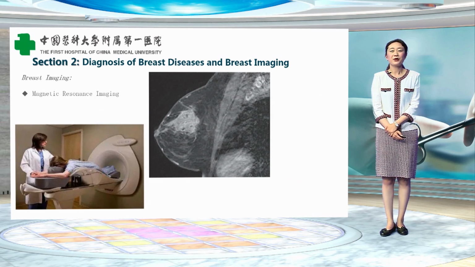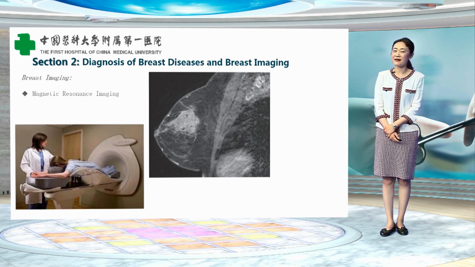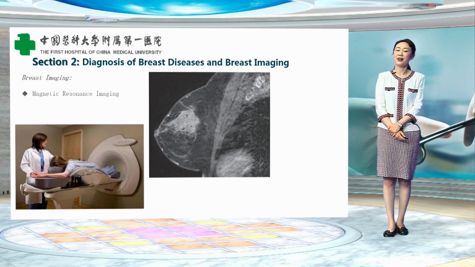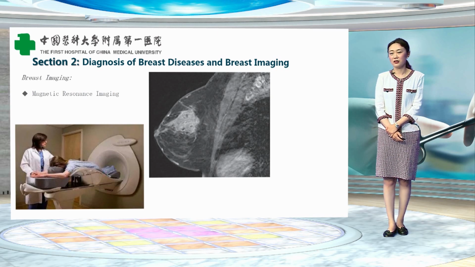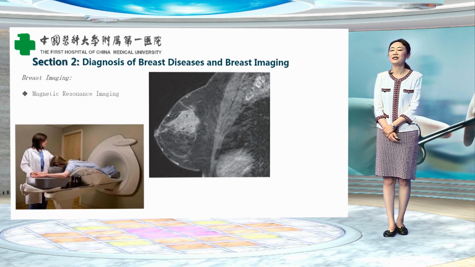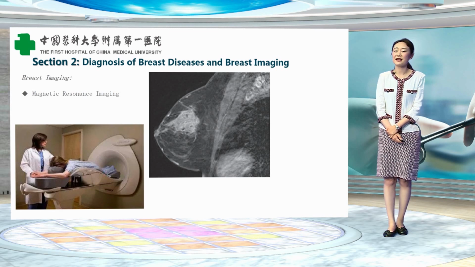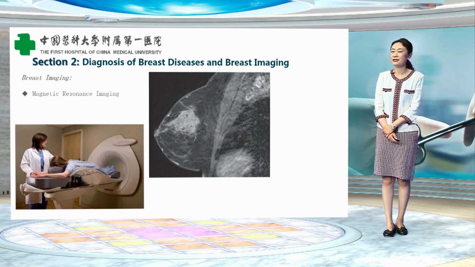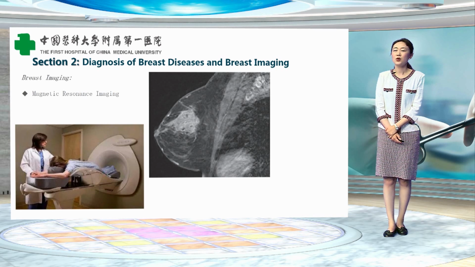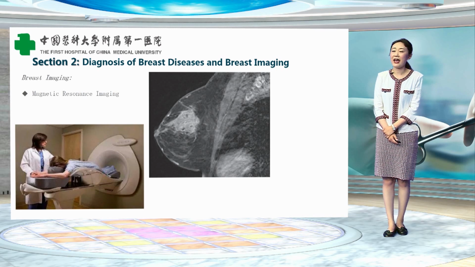And the last breast imaging I will introduce is magnetic resonance imaging, which is very expensive and takes a long time, because the MRI of the breast needs enhancement. MRI is increasingly being used for the evaluation of breast diseases. It is useful for identifying the primary tumor in the breast in patients who present with axillary lymph node metastasis without a found primary tumor, because MRI has very high sensitivity.